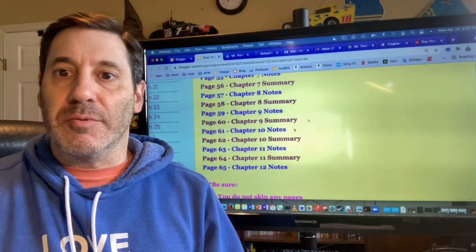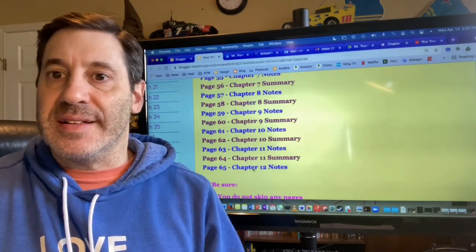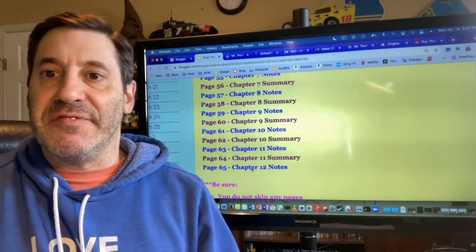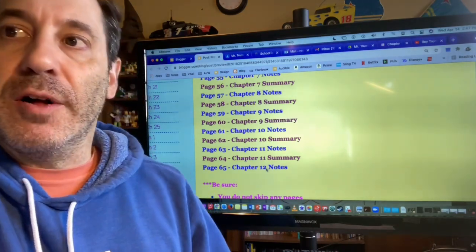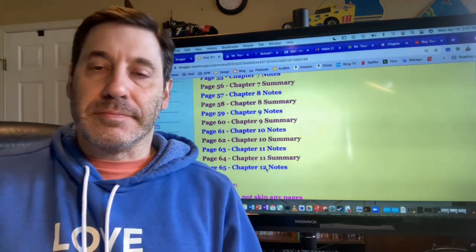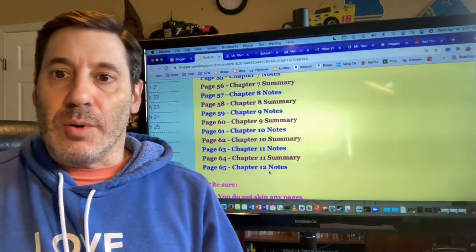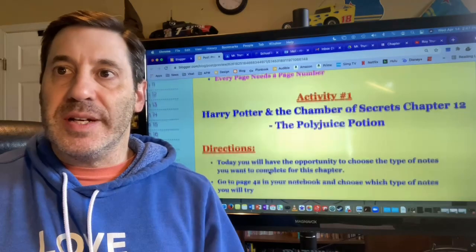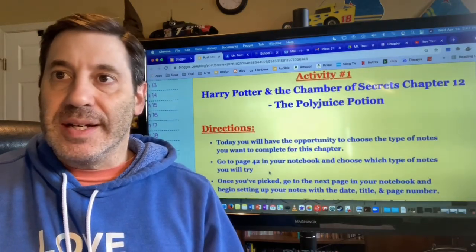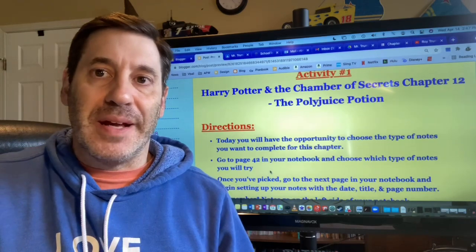Here we have our table of contents, and we have to scroll way down now. And you can see right here in our table of contents is our page 65, Chapter 12 notes. So, first thing we have to do is read our directions. Okay, these directions have always been the same.